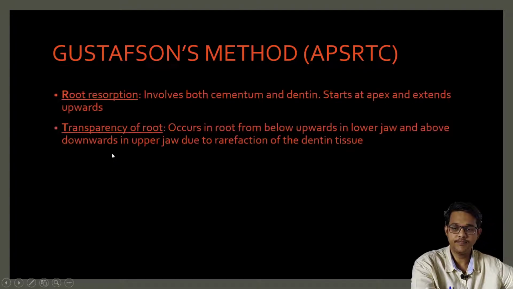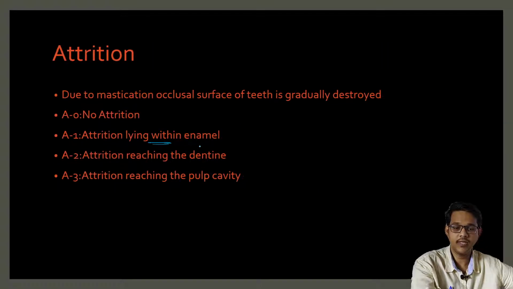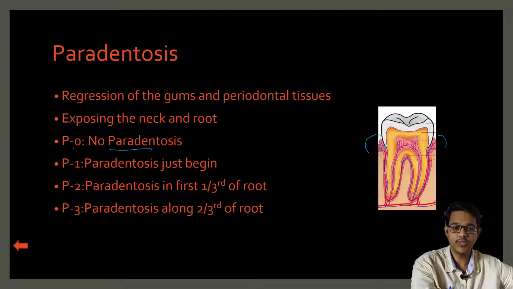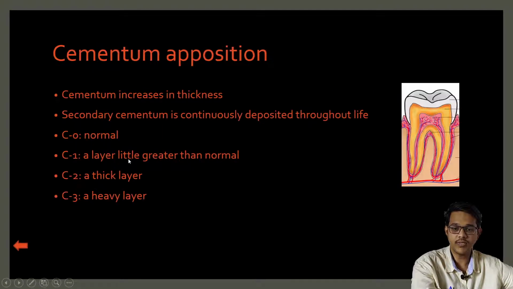Next is the cementum apposition, in which cementum increases in thickness around the root due to change in the tooth position. It is continuously deposited throughout life and forms incremental lines. So this is the cementum which is seen on the side; it gets deposited on the teeth as age progresses.